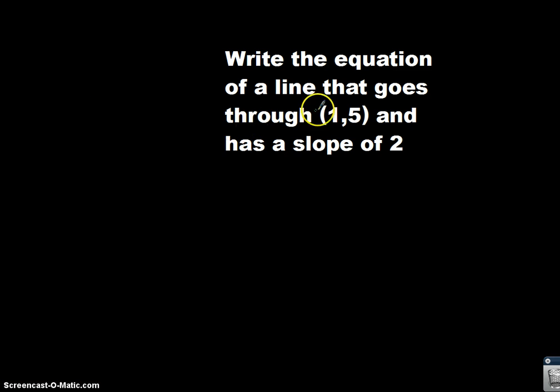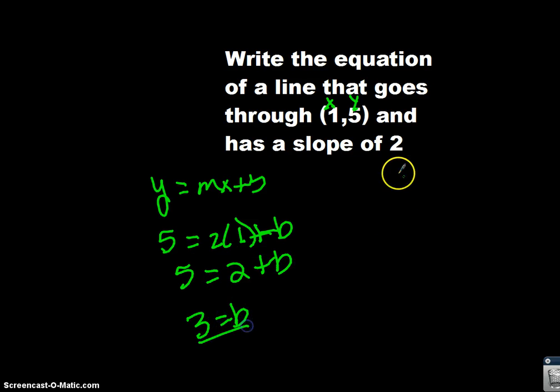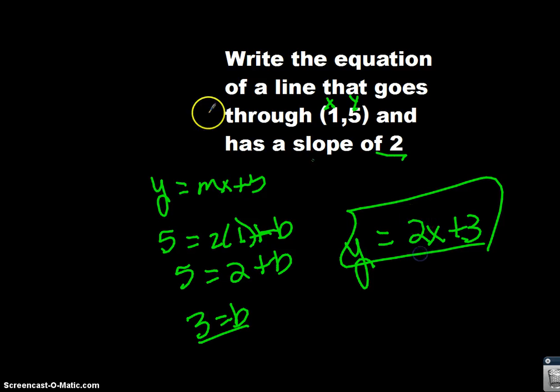Write the equation of a line that goes through (1, 5) and has a slope of 2. You're going to start with y equals mx plus b. Remember, your point gives you your x and your y. You've got to put your slope in for m, which is 2, times your x value, which is 1, plus b. So 5 is equal to 2 plus b. Subtract your 2, and 3 is equal to b. Use the b and the slope. y is equal to 2x plus 3 is your answer.